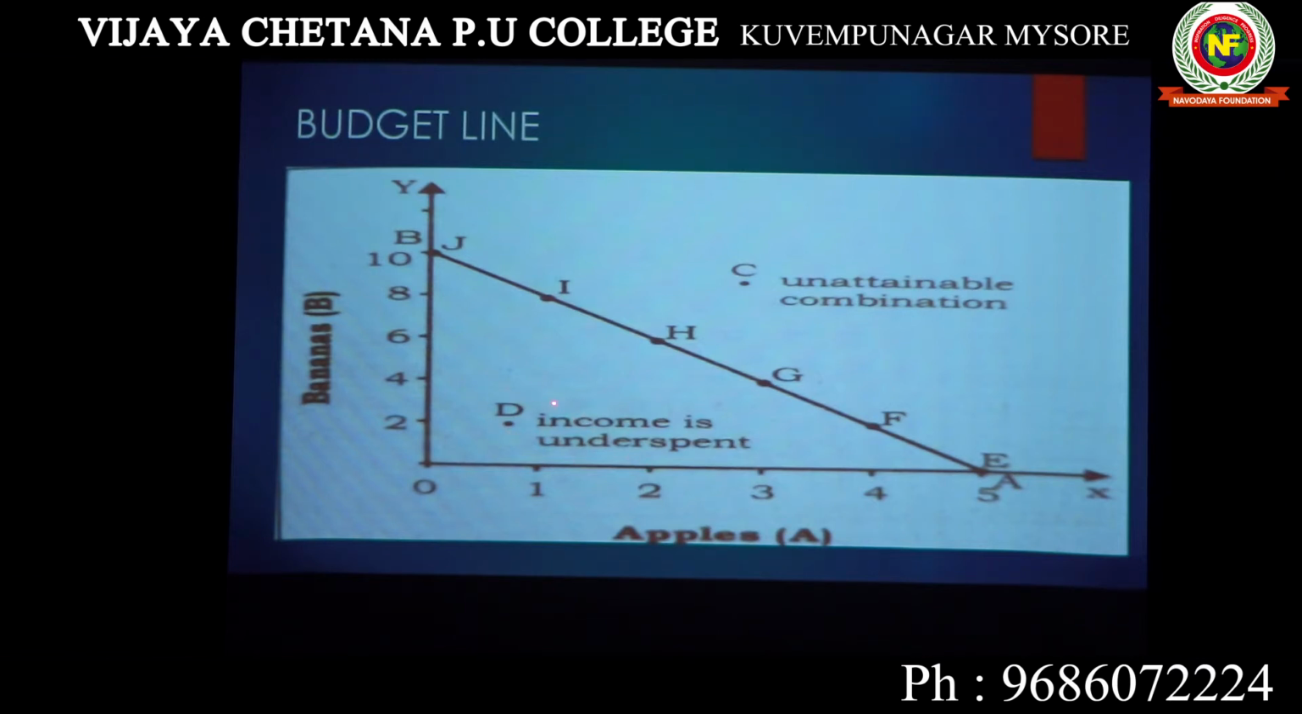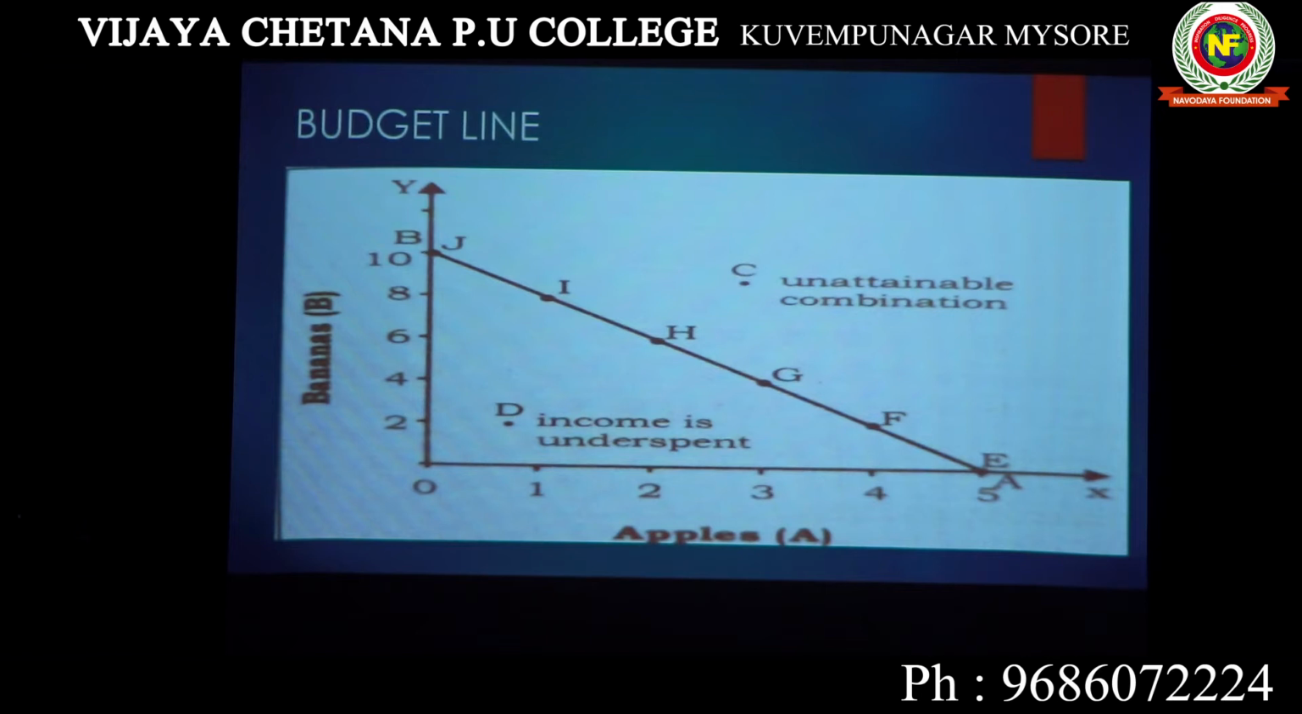All of his income. He is saving in this combination. In this combination it is possible for him to purchase, but it is underspent. It means he has not spent all of his income here, so he will be saving this. So this is what you call budget set, budget line and opportunity set.